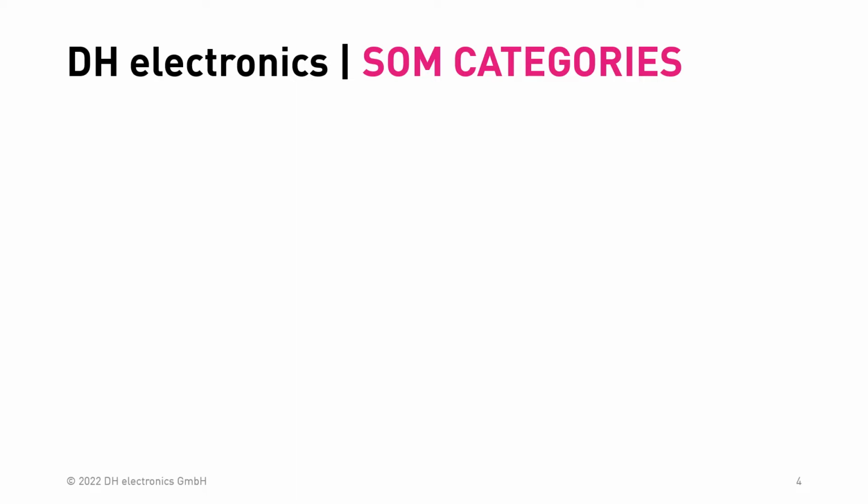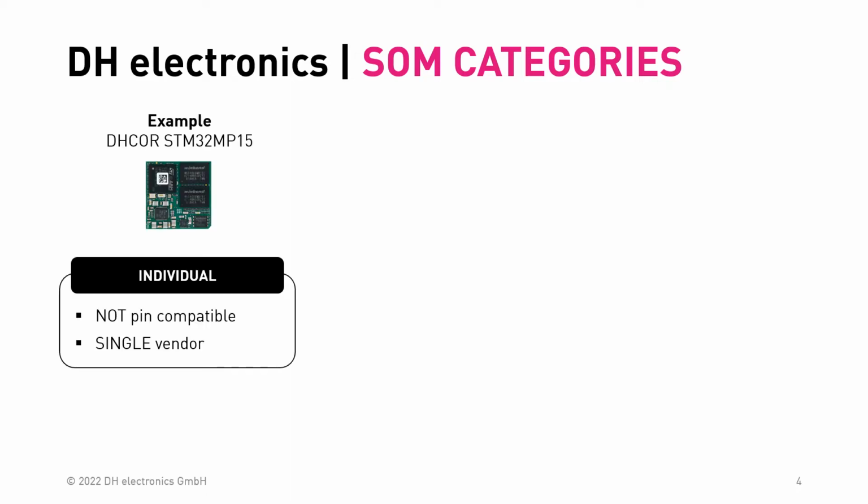On this slide, we would like to have a look at the different categories which are available on the market of system on modules. Let's start with the first one, the individual form factor, the individual category. This means the system on modules have no pin compatibility and they are only available from a single vendor. This is exactly what we are doing with our DH Core system on modules. So an example here is our DH Core STM32MP1.